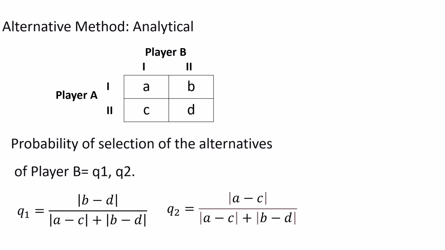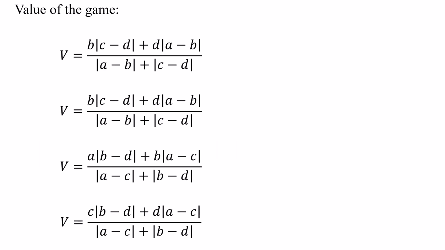In a similar manner, the probability of selection of alternatives of B, let us say Q1 and Q2: Q1 will become the determinant of B minus D by the determinant of A minus C plus the determinant of B minus D, and Q2 will be equal to the determinant of A minus C by the determinant of A minus C plus the determinant of B minus D. So the value of the game, we can derive the equation, that is V is equal to B of determinant of C minus D plus D of determinant of A minus B, divided by the determinant of A minus B plus the determinant of C minus D.